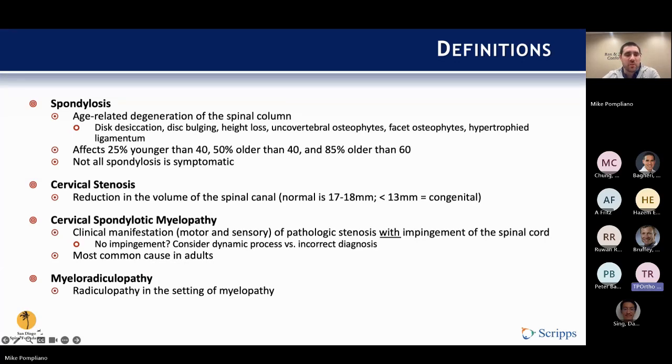And then cervical stenosis, just reduction in the volume of the spinal canal. And when you combine these two, you get cervical spondylotic myelopathy, which is the clinical manifestation of the pathologic stenosis with impingement of the spinal cord. It's important to keep in mind that this does involve impingement. If you're not seeing impingement on MRI, you either have to consider a dynamic process that's not evident on the supine static image or an incorrect diagnosis, which can be very challenging in this patient population. Myeloradiculopathy is just a combination of myelopathic symptoms with radiculopathy.